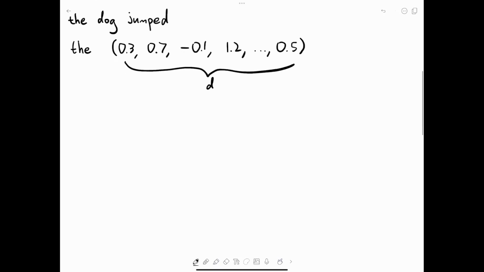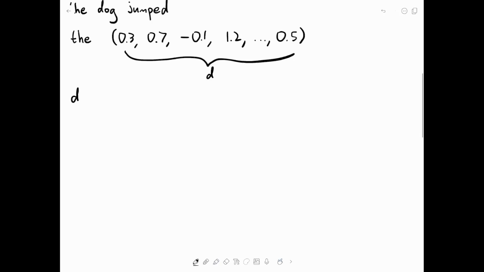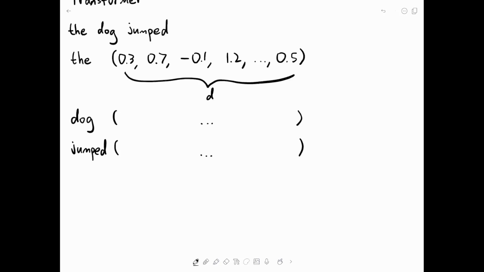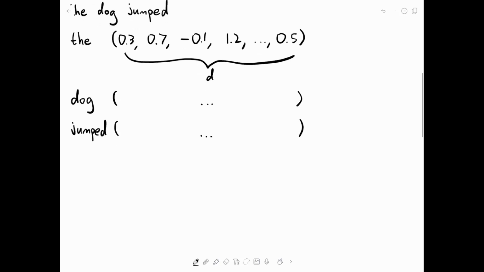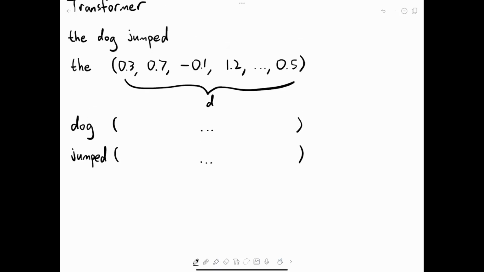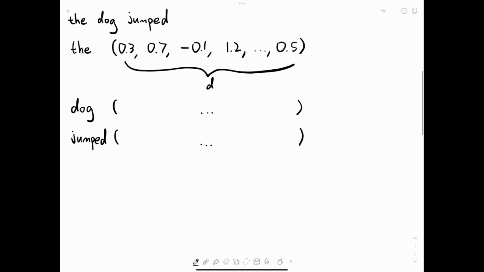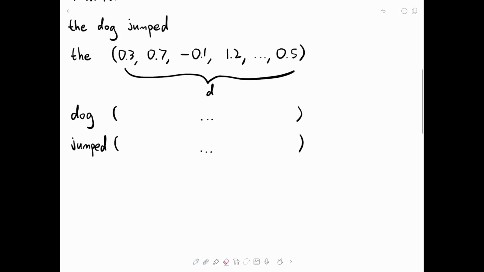So d is the length of the vector that represents each word. And the word dog will have another vector, and the word jumped will have another vector. So every word is represented as a d-dimensional vector. And to represent the sentence, we'll just essentially concatenate them. Or not necessarily concatenate, but stack them, one on top of each other, to form a matrix. So this particular sentence, the dog jumped, may be represented as this matrix.